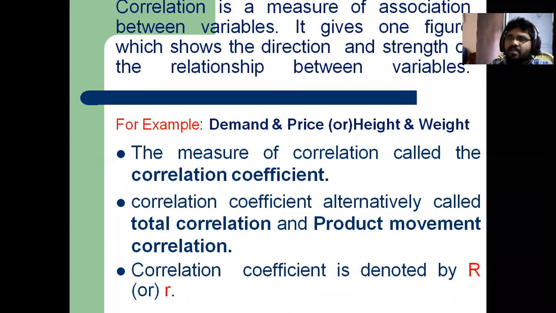Then the main introduction of correlation is over. Now we will see the other names, the synonyms, of correlation. The measure of correlation is called the coefficient of correlation or correlation coefficient. When we measure the relationship between two variables, that value is called the correlation coefficient or coefficient of correlation, alternatively called total correlation and product moment correlation.